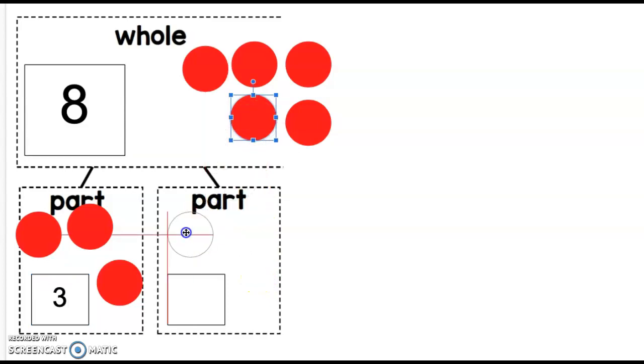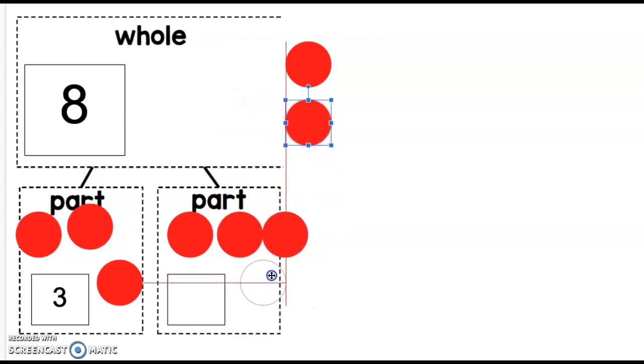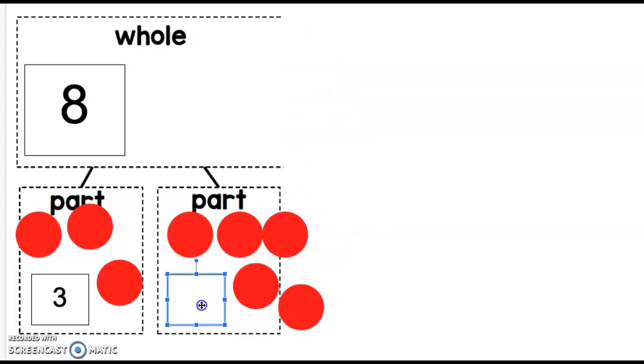Let's count them. 1, 2, 3, 4, 5. So that one's going to be 5. So I can decompose the number 8 into two parts, 3 and 5.